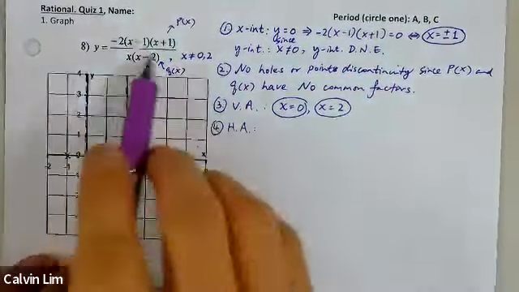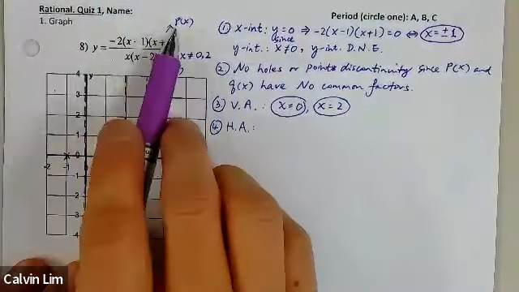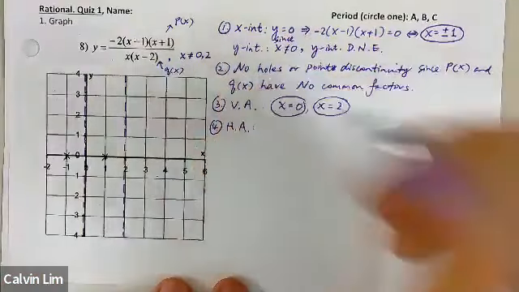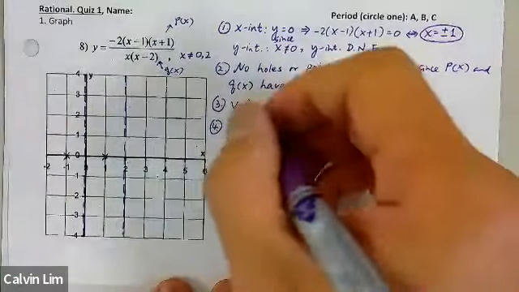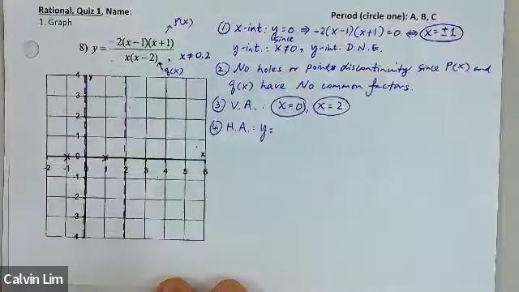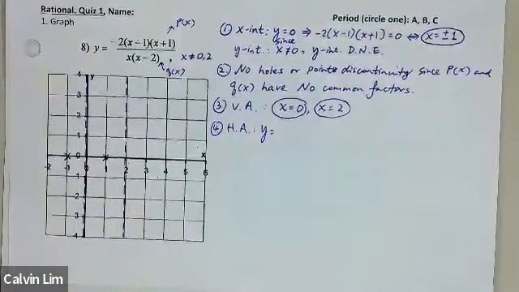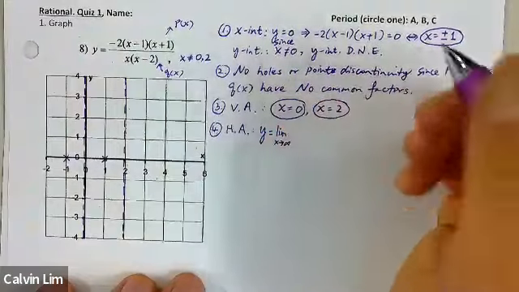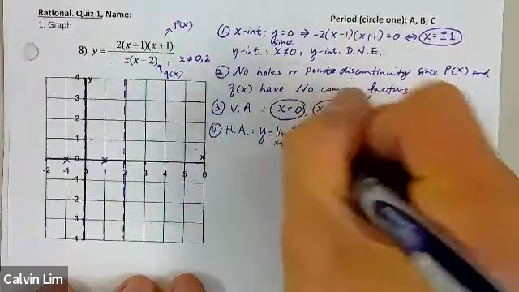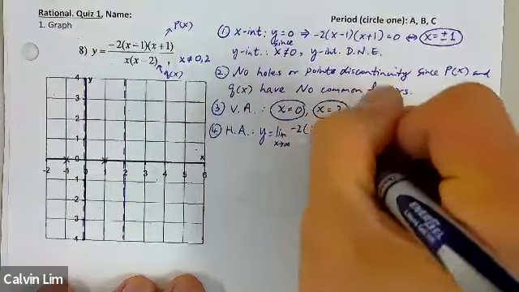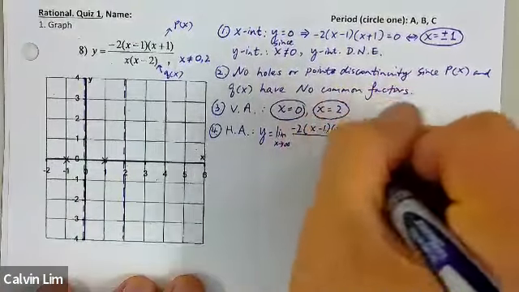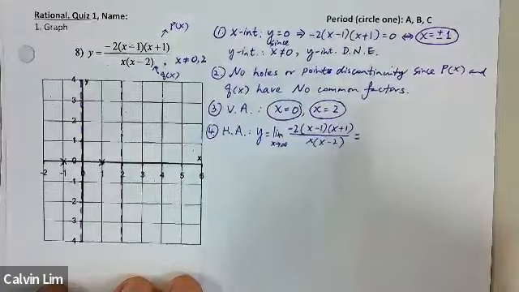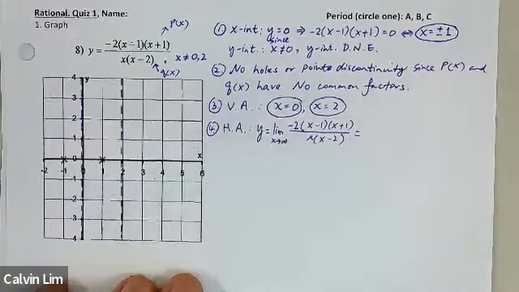Yes, because the degree of P of x is the same as the degree of Q of x, right? How do you show that? How do you find that? Horizontal asymptote is really the behavior of the graph as x approaches positive or negative infinity. So the function is -2(x minus 1)(x plus 1) divided by x(x minus 2). So what would you do?